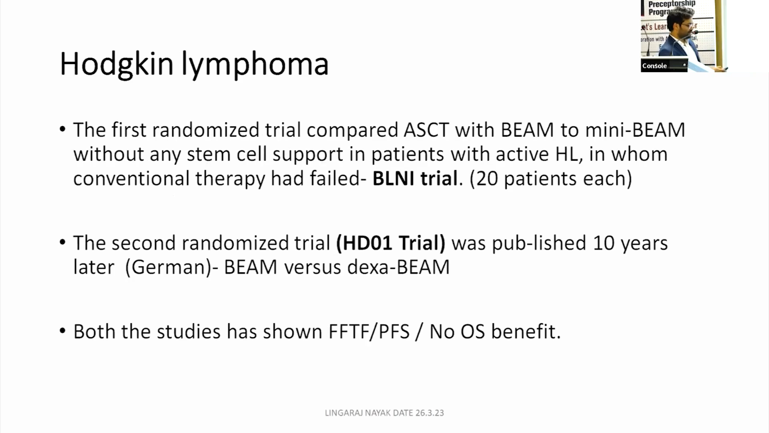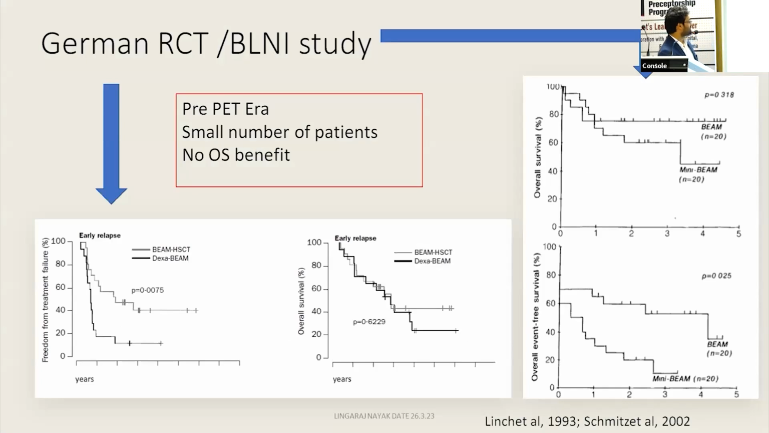Hodgkin's lymphoma. I discussed two important studies, GLNI and ST01. These are the two randomized studies. The first randomized study in Hodgkin had 20 patients in each arm. This is a randomized study, 20 in each arm. Okay, you can see Dexa-BEAM and transplant. This is the German study, and this is the BNLI study. So these are the two RCTs in Hodgkin.